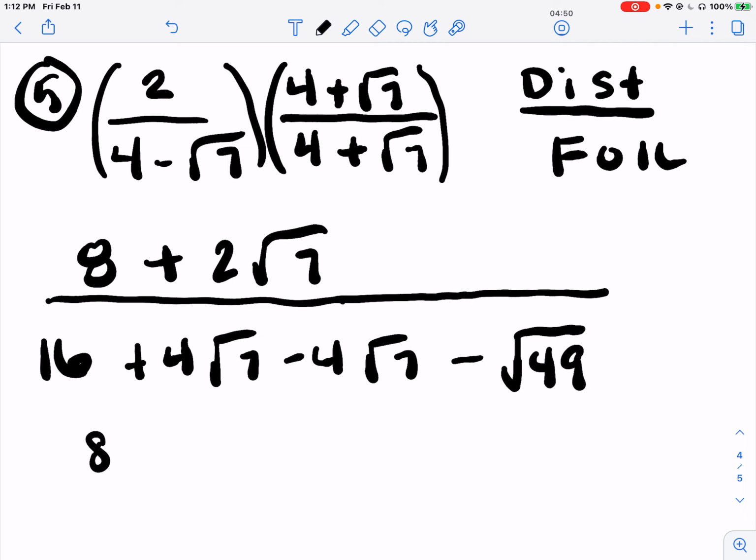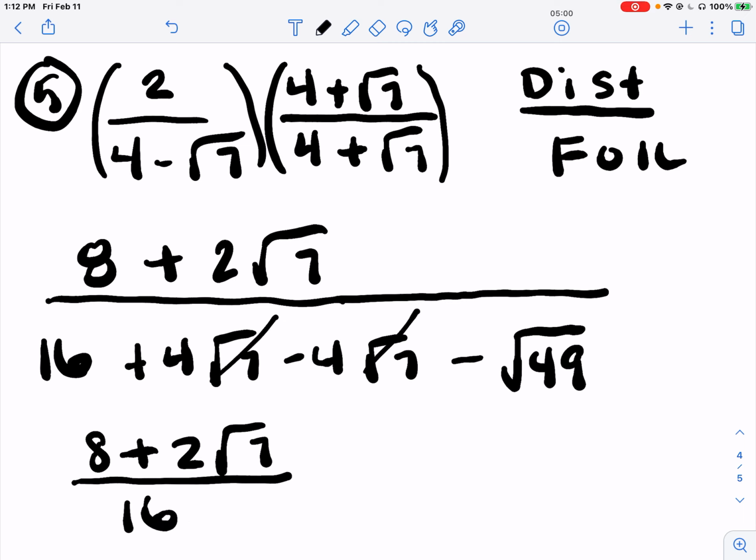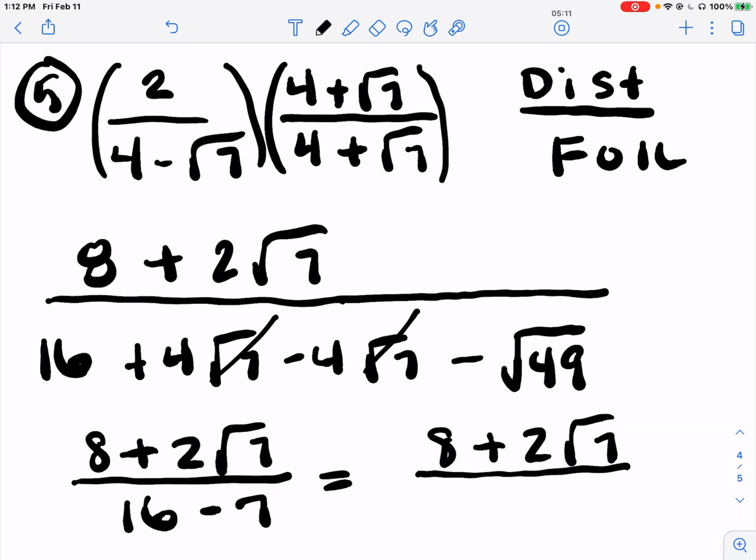Okay, the top stays the same. In the bottom, those cancel. The square root of 49 is 7. We don't add what's on top because they're not like terms. On bottom, 16 minus 7 is 9.